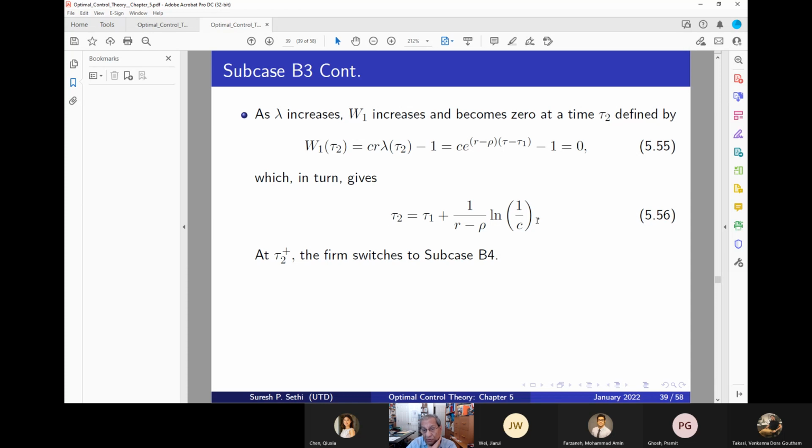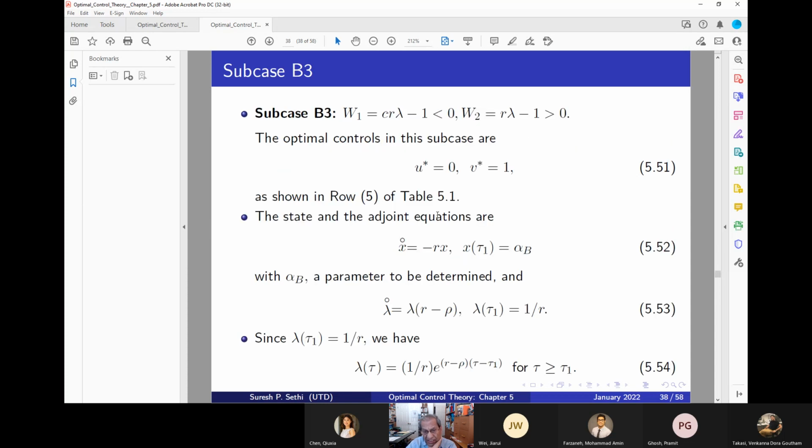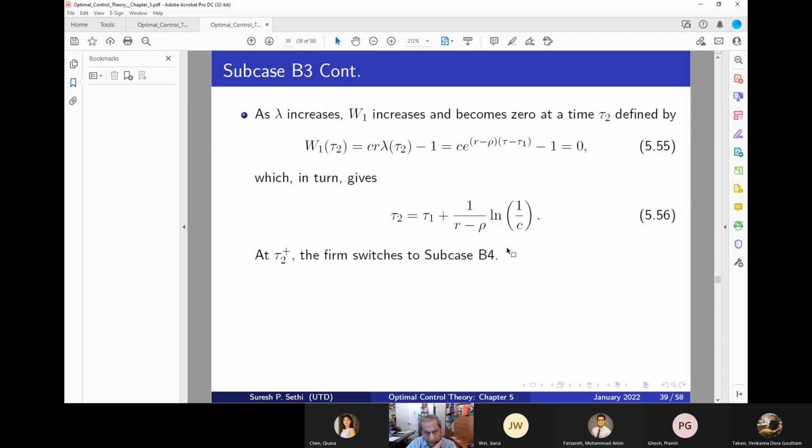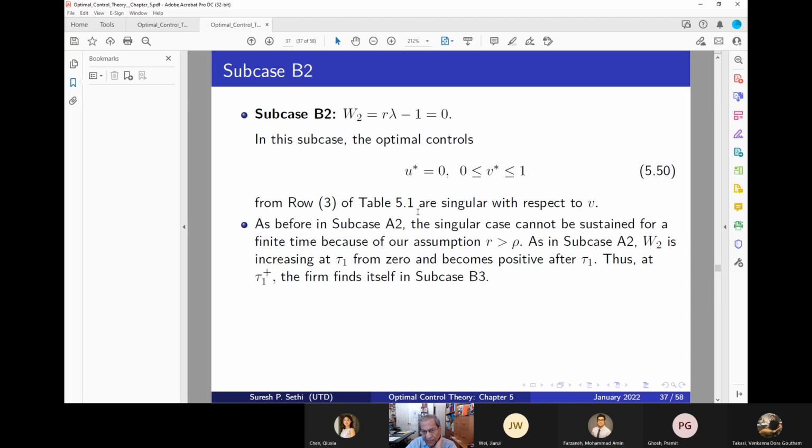So we get a value tau 2. And at tau 2, the firm switches, as in the case before. So we know that this cannot be maintained. Again, where are we going there? Yeah, this singular control cannot be maintained as before.